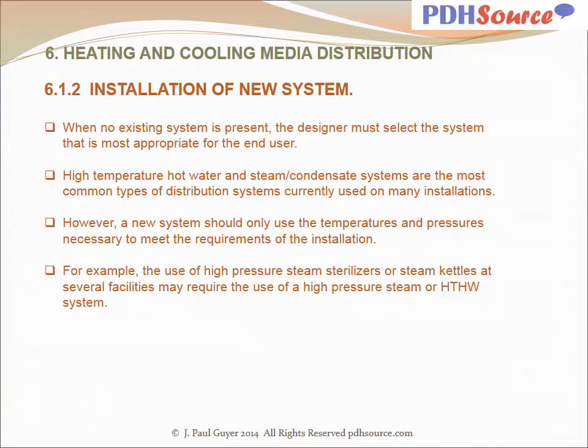High temperature hot water and steam condensate systems are the most common types of distribution systems currently used. However, a new system should only use the temperatures and pressures necessary to meet the requirements of the installation. For example, the use of high-pressure steam sterilizers or steam kettles at several facilities may require the use of a high-pressure steam system or high-temperature hot water system.